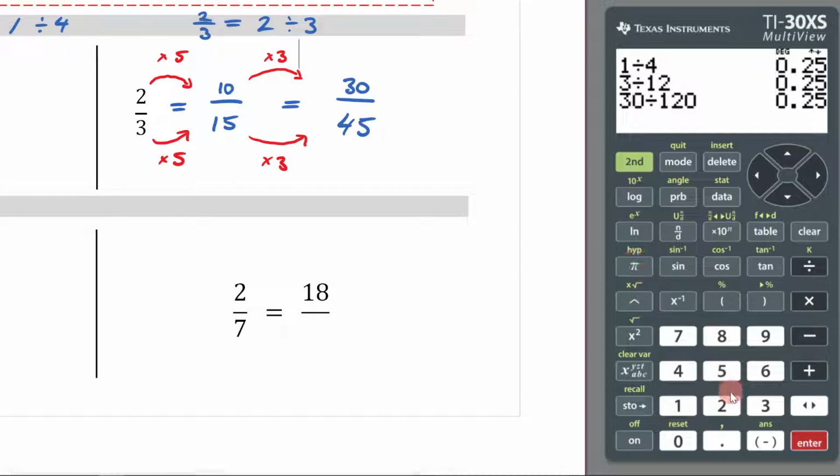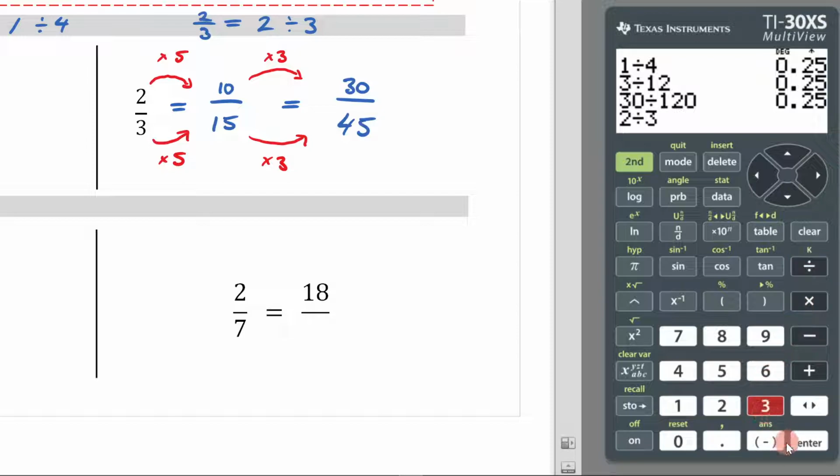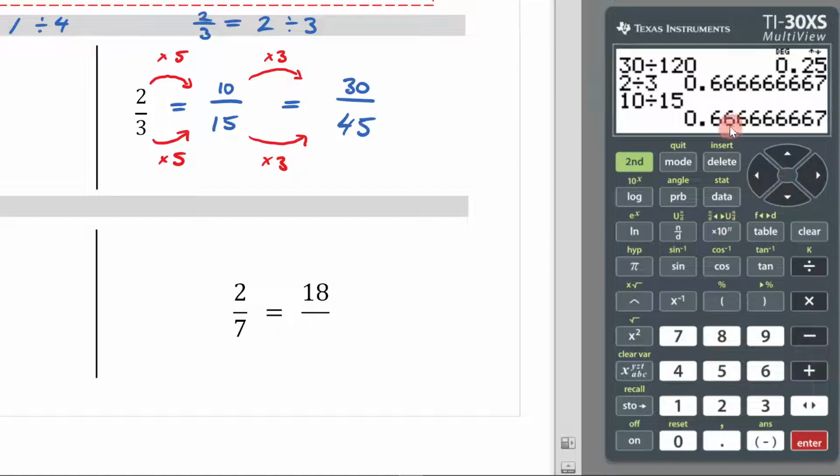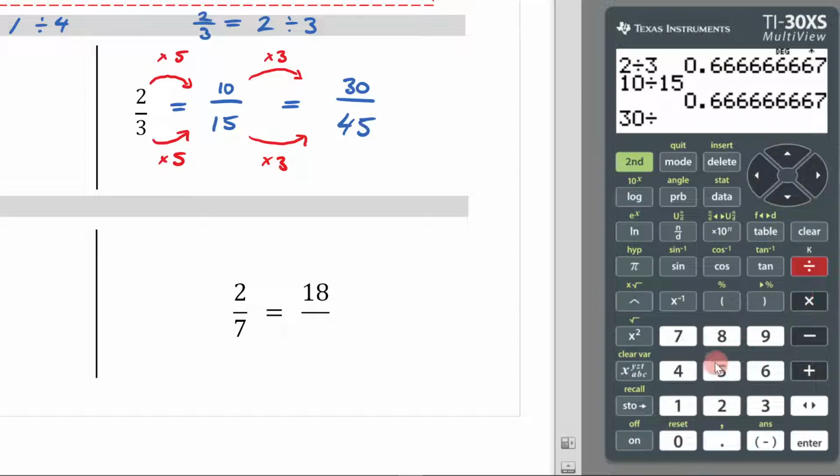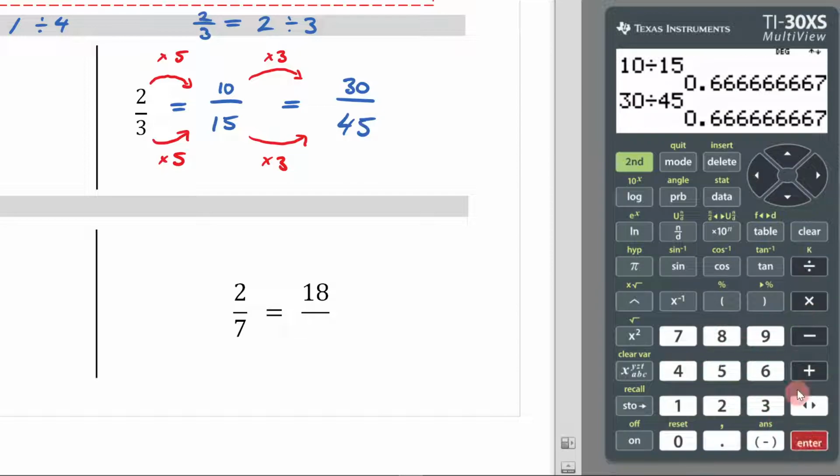If I come over here and go 2 divided by 3, I'm going to get 0.666666666 and then 7 at the end. That's just because it's rounding. It's really just 6 forever. Now if I go 10 on 15, so 10 divided by 15, I should again get that same value out, and sure enough I do. As you can see, all 6s. If I go 30 on 45, I get that same number out again. I'm getting that same value out each time. That's the really important thing that you need to take note of.